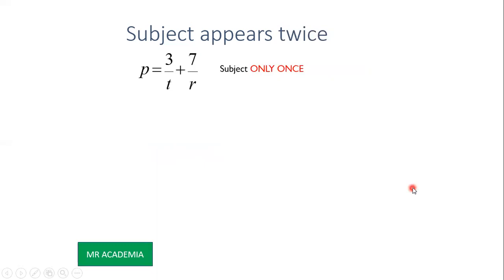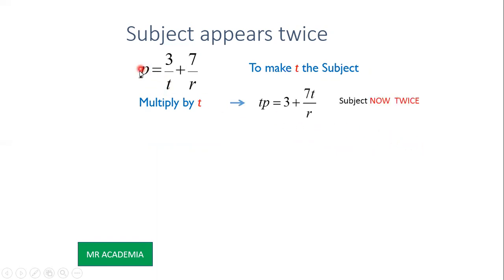If we look at this, where we have to make t the subject of the formula, this is what we do. We first of all multiply by t throughout, and when we multiply by t this side we shall have tp. When we multiply this one by t, the t will cross. Multiply this one by t, we have 7t out of r.